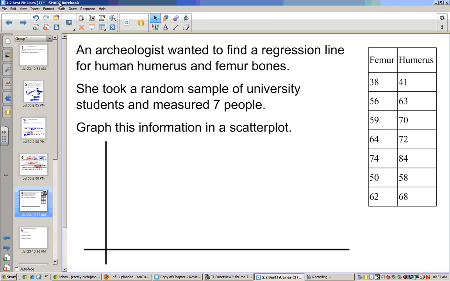All right, we're going to do some more best fit lines. This problem says an archaeologist wanted to find a regression line for human humerus and femur bones. She took a random sample of university students and measured 7 people. Graph the scatter plot. So here's a scatter plot. We're going to graph femur on the x and humerus on the y.